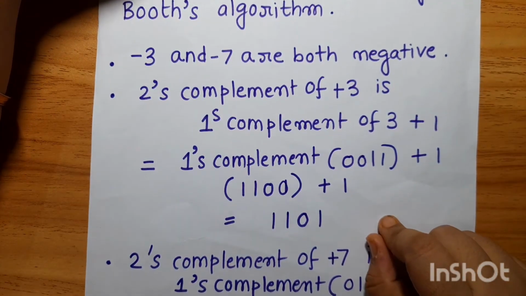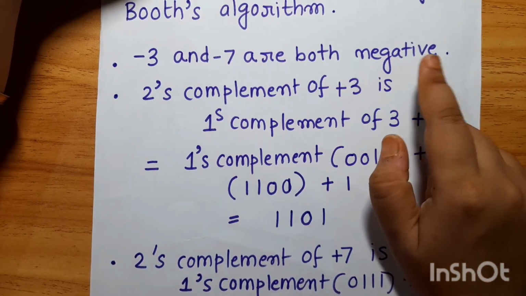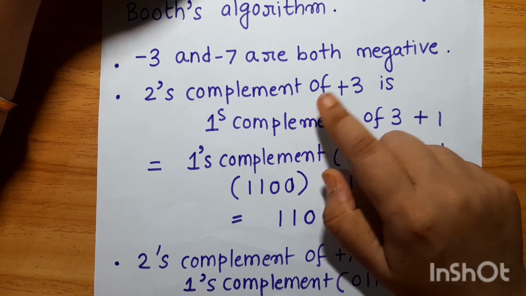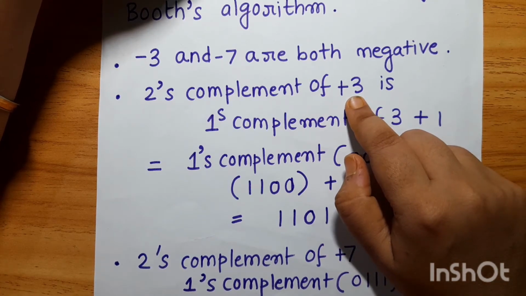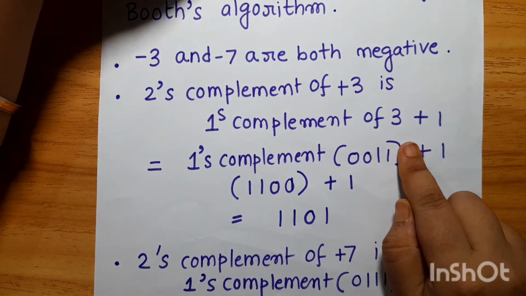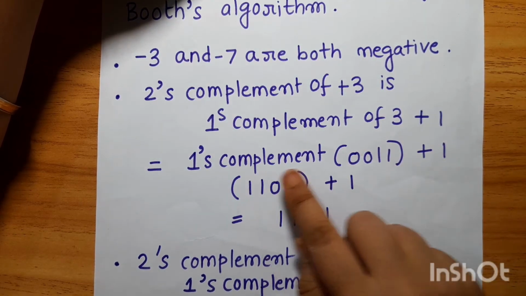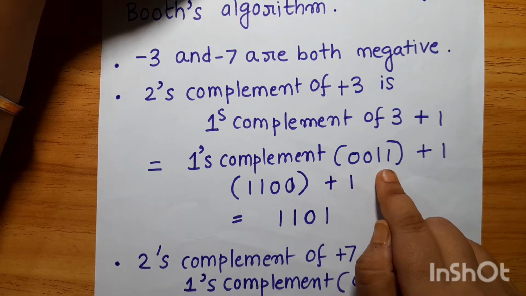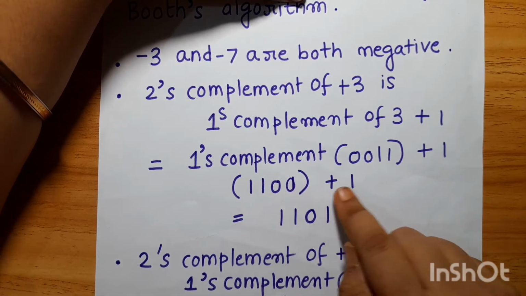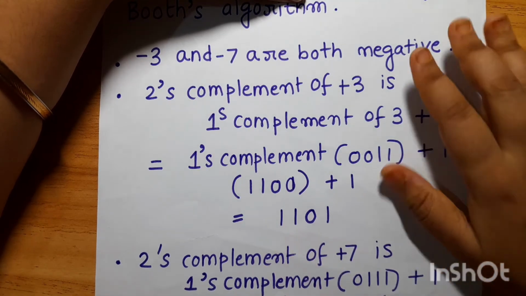Now minus 3 and minus 7 are both negative. So the 2's complement of 3 is actually minus 3. The 2's complement of 3 is the 1's complement of 3 plus 1. The 1's complement of 0011 is 1100, plus 1 gives 1101.